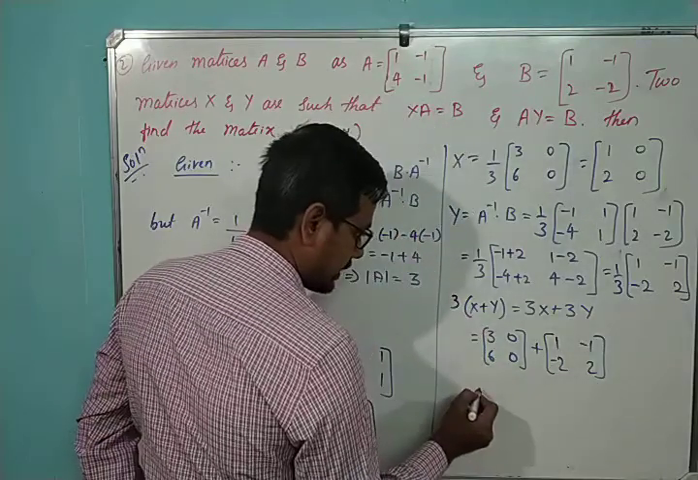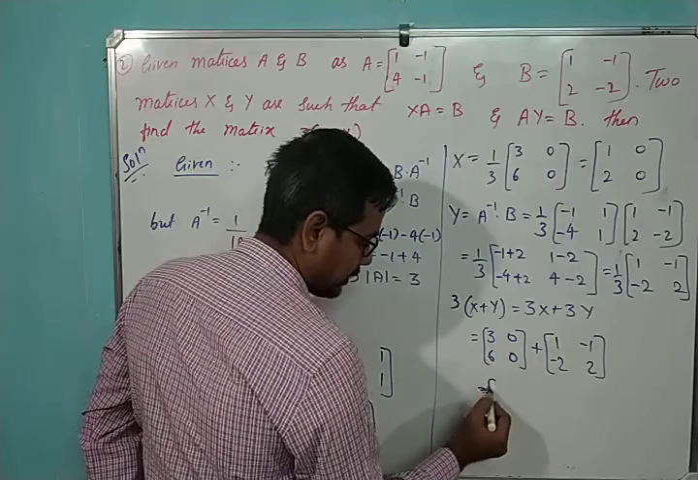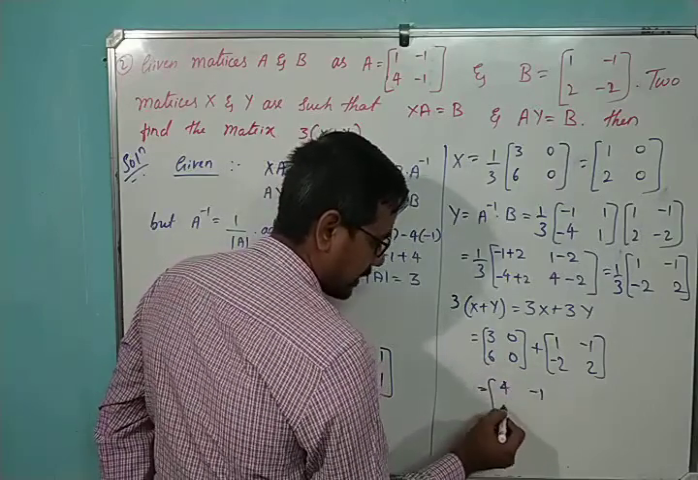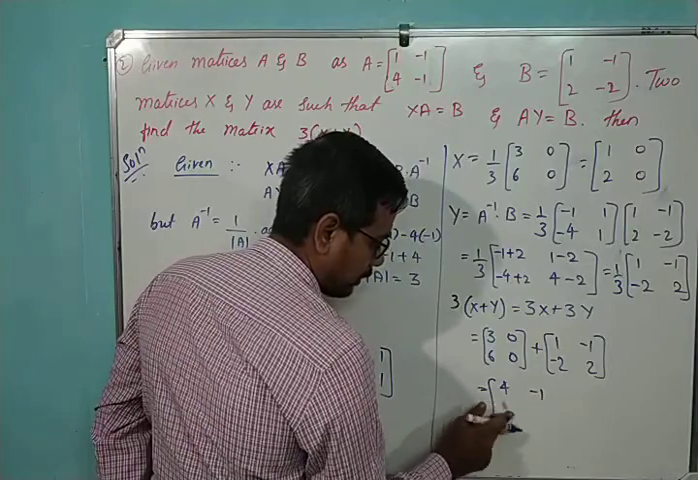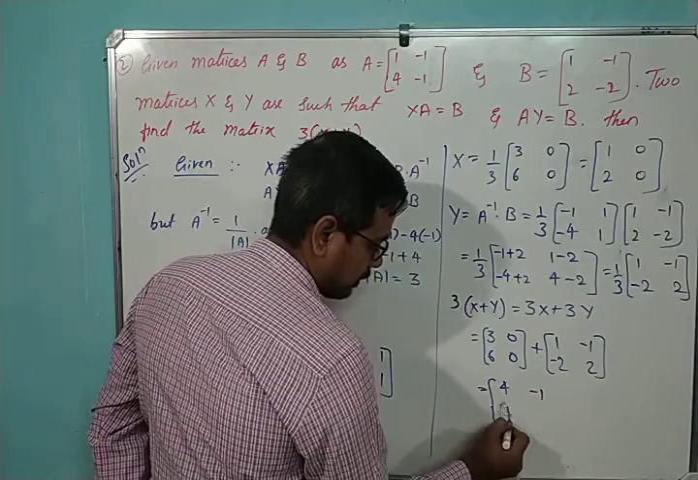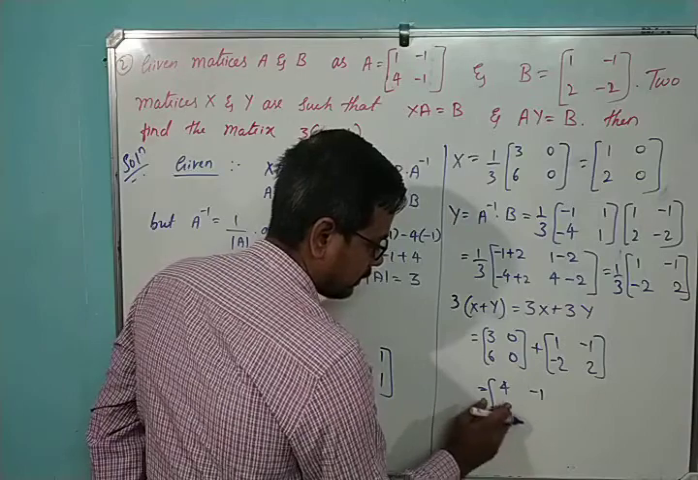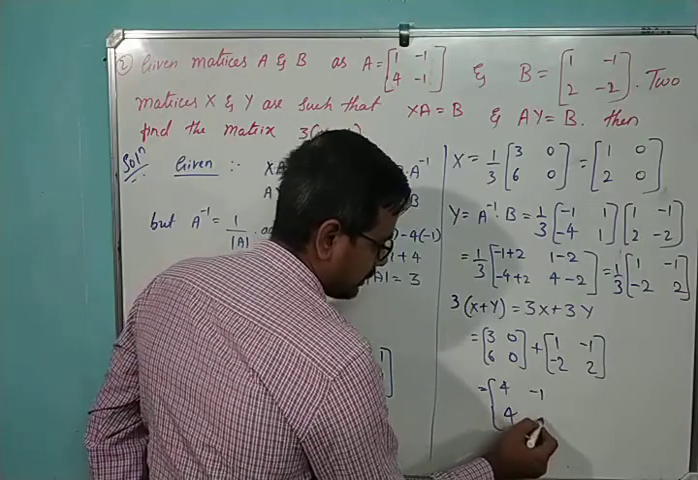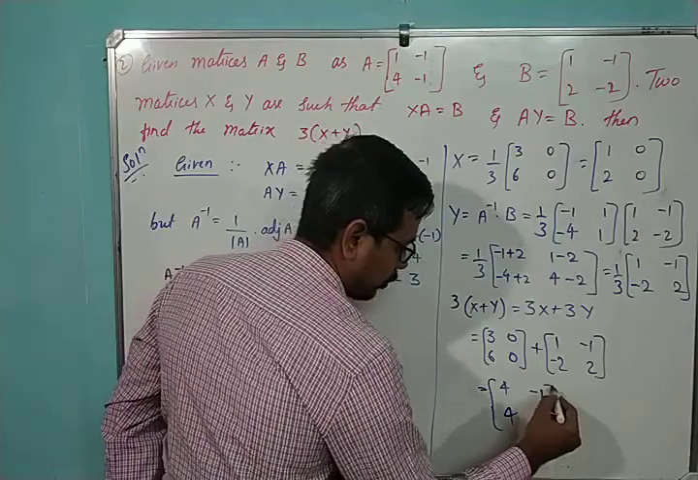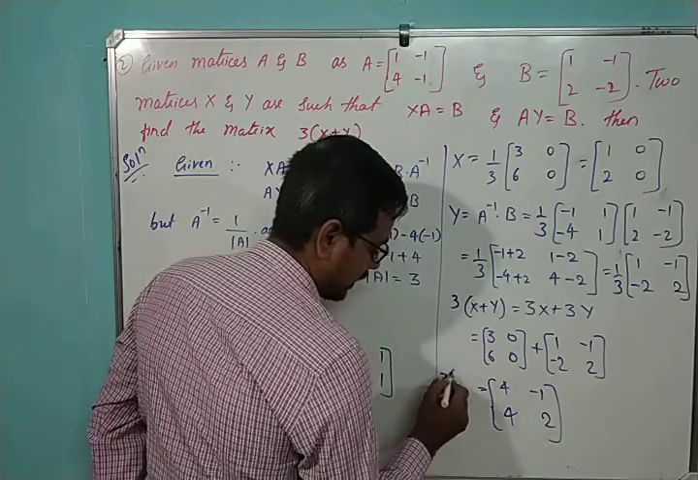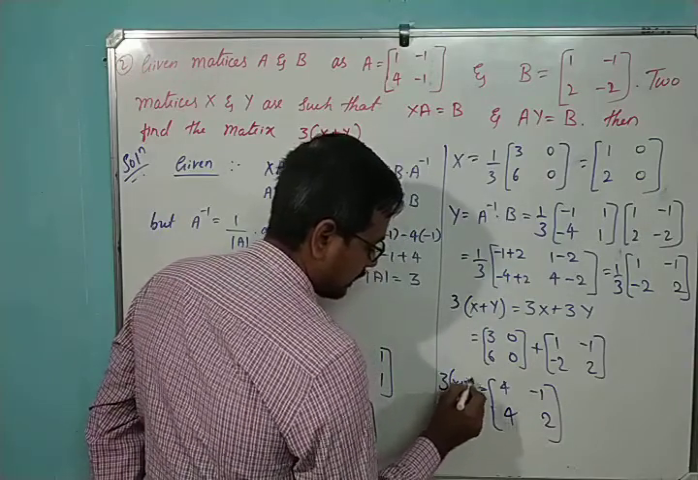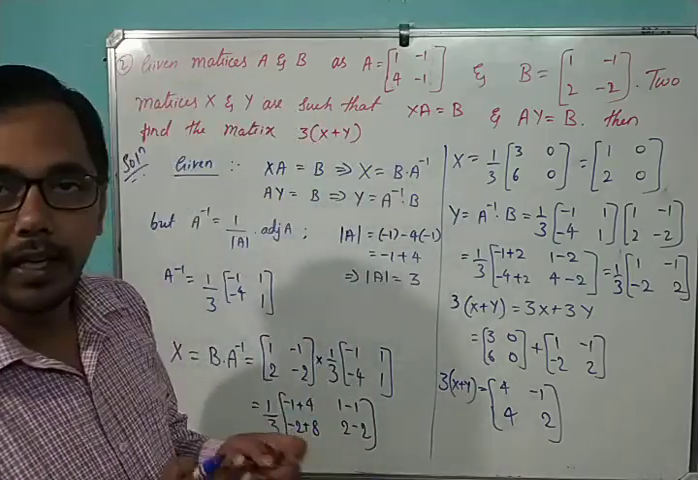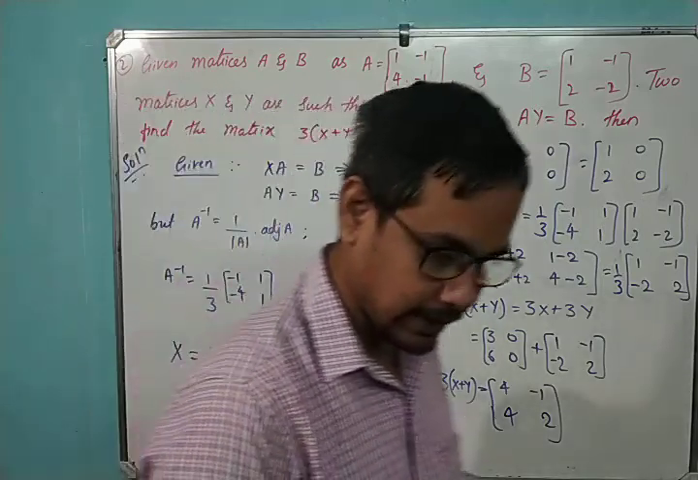So this is 3 plus 1, 4, 0 minus 1 minus 1, 6 minus 2, 4, I'll write it clearly, 0 plus 2, 2. So this is nothing but 3 into x plus y. So this is how we need to calculate. Now take a moment and have a look at this.